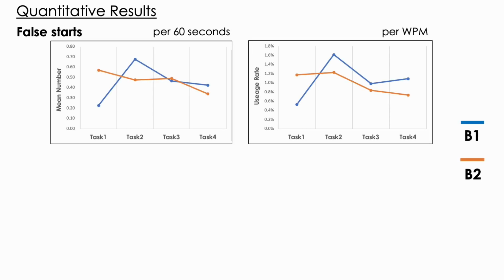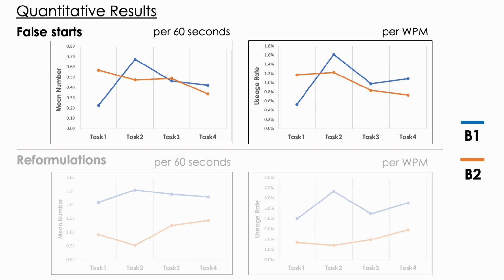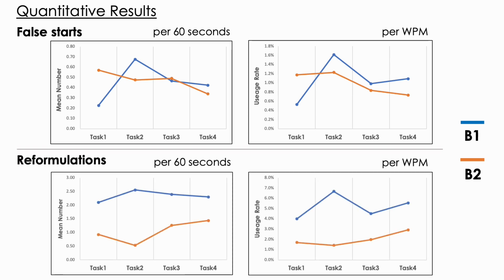Interestingly, when false starts and reformulations were calculated separately, false starts resulted in not much difference. However, the tasks were affected. In contrast, reformulations clearly showed both differences across levels and tasks. This suggests that false starts alone make no real difference, whereas reformulations show a clear difference across levels.